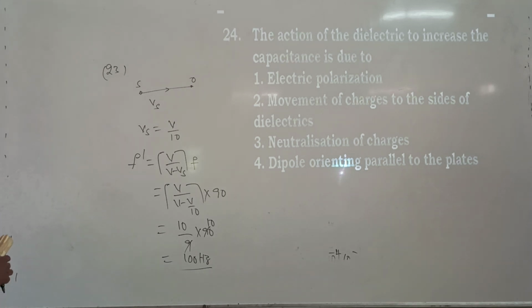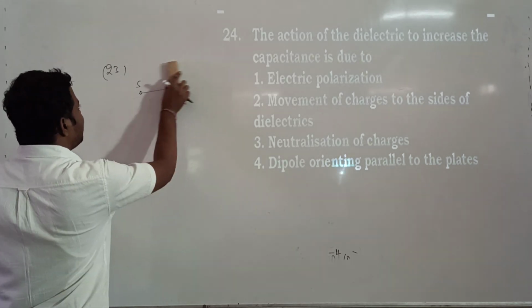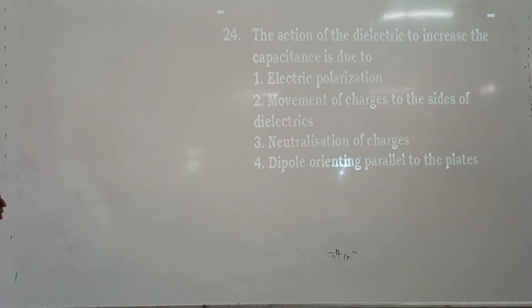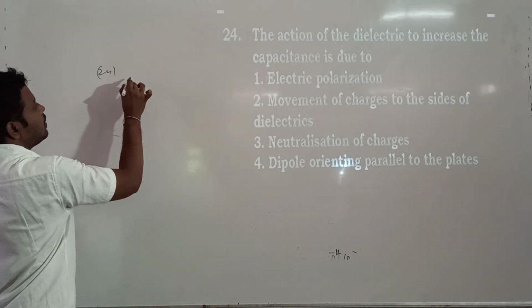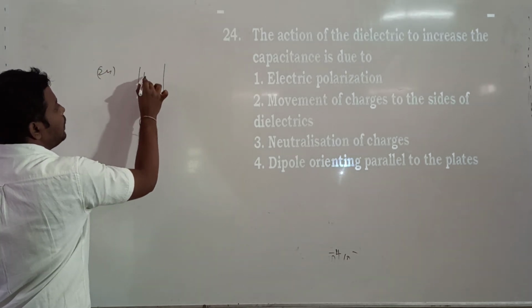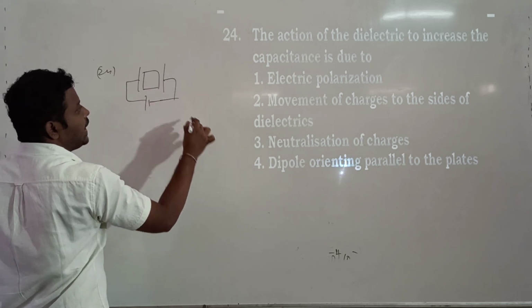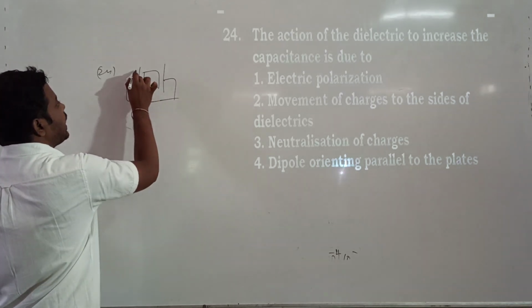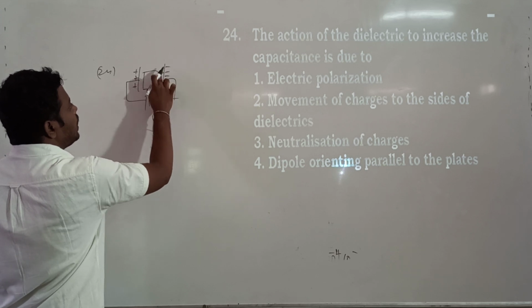Question number 24. Doing a midterm, because the time is also very important. When you already know simple concepts, you can easily go through. Question number 24. The action of dielectric to increase the capacitance is due to. You know that. Because of introducing a dielectric slab between the plates of a parallel plate capacitor, what happened to the capacitance value? Does it increase or decrease? Increase. Why will it increase? Because of the dielectric polarization. Dielectric polarization will occur.